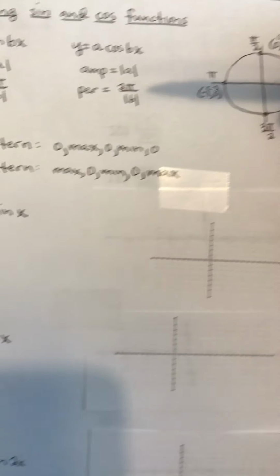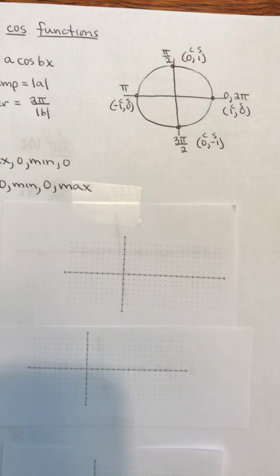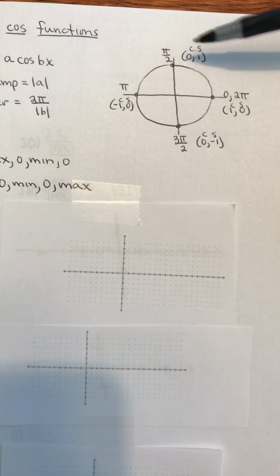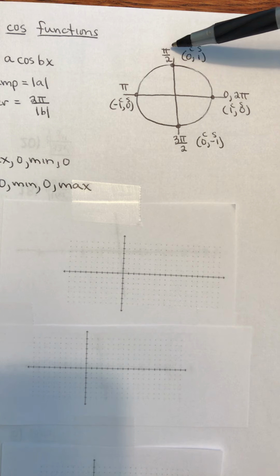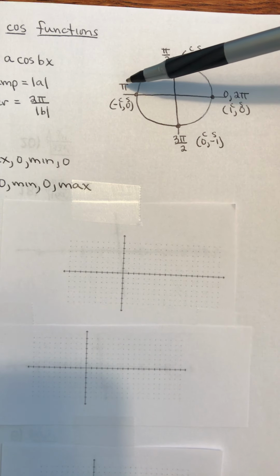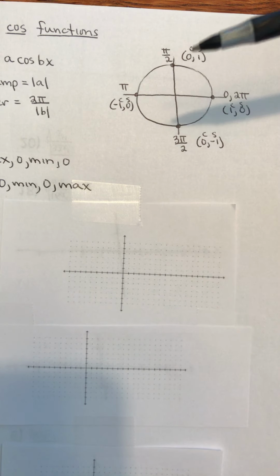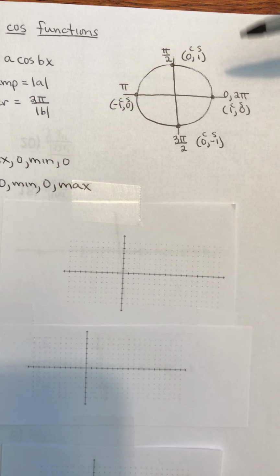Now, where does that come from? Well, it basically comes from the unit circle. And I'm just looking at multiples of 90. 0, pi over 2, which is 90. Pi, which is 180. 3 pi over 2, which is 270. And then 2 pi, which is 360, or 4 times 90.